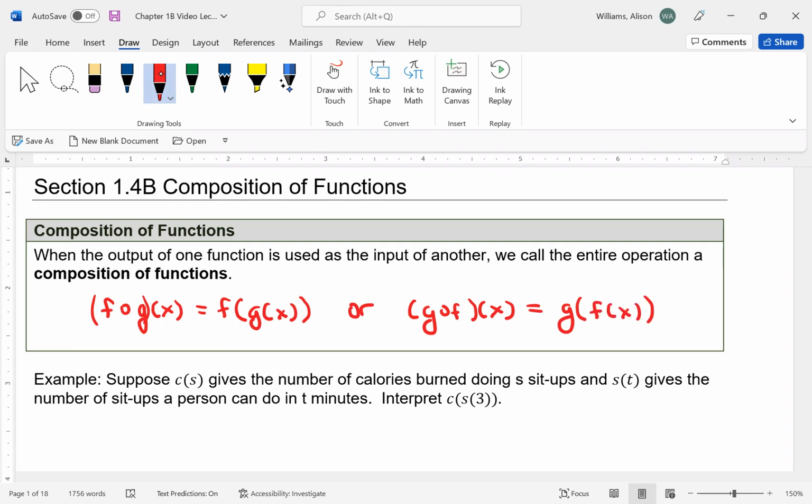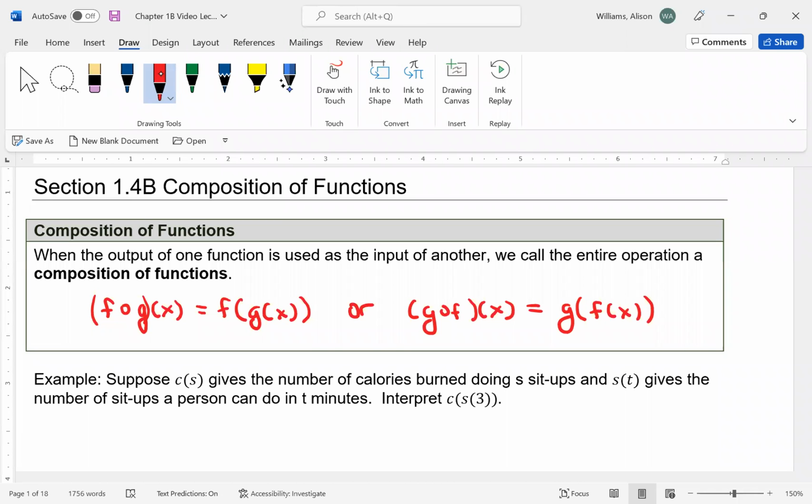Written like this, it seems a little bit daunting, but it does make sense when you go ahead and try some examples. So let's look at some examples here. Suppose C of S represents the number of calories burned doing S sit-ups. So it makes sense that you're talking about how many sit-ups is going to burn how many calories. S of T gives the number of sit-ups a person can do in T minutes. So then we have another function that talks about how many sit-ups an individual can do in a certain period of time, particularly in minutes.